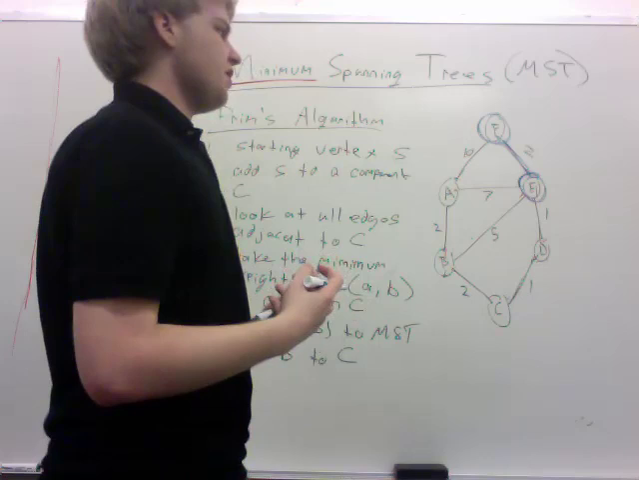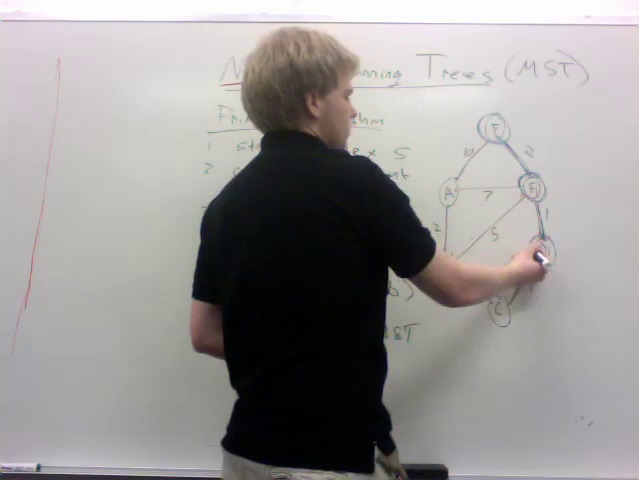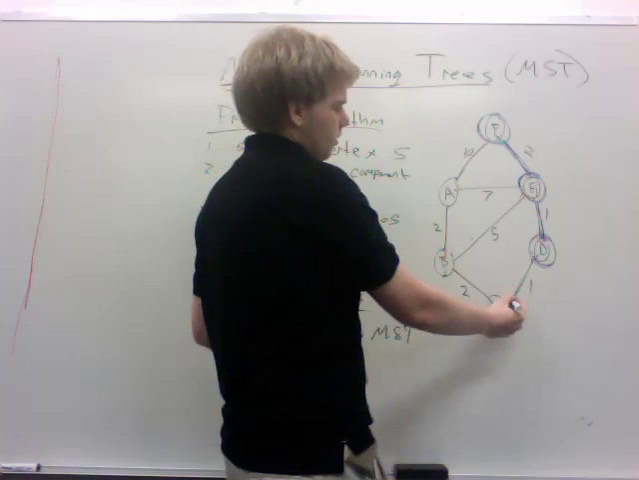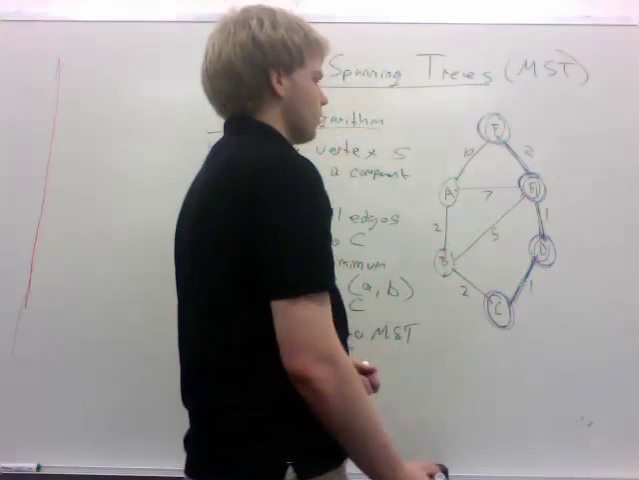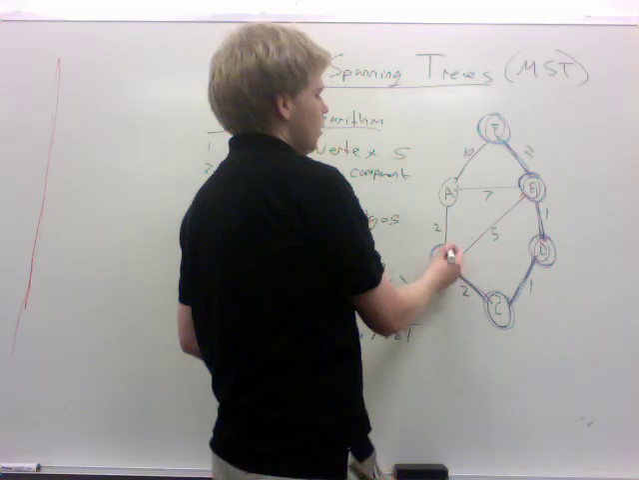Now we look at everything adjacent to our component again. We have 10, 7, 5, and 1. 1 is the least weight again, so we add it to our minimum spanning tree and add D to our component. Then we look at 10, 7, 5, and 1 again. 1 is the least weight, so we add it. Then we look at all the edges again: 10, 7, 5, and 2. 2 is the least weight, so we add B, and there we go.